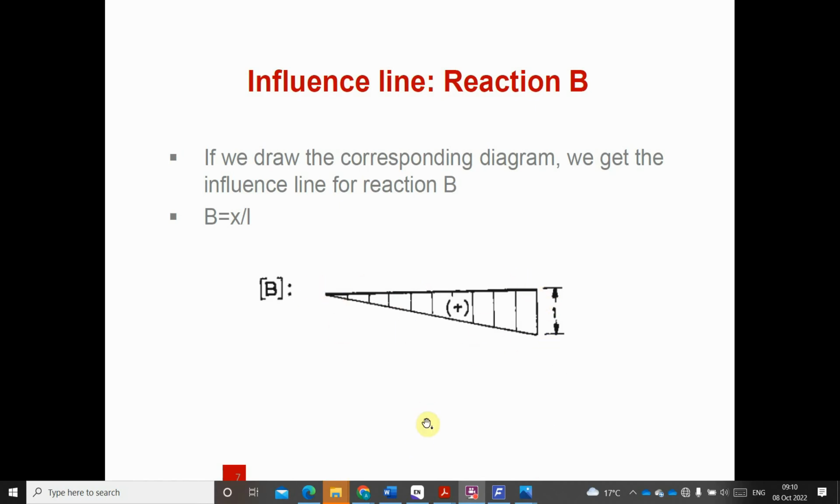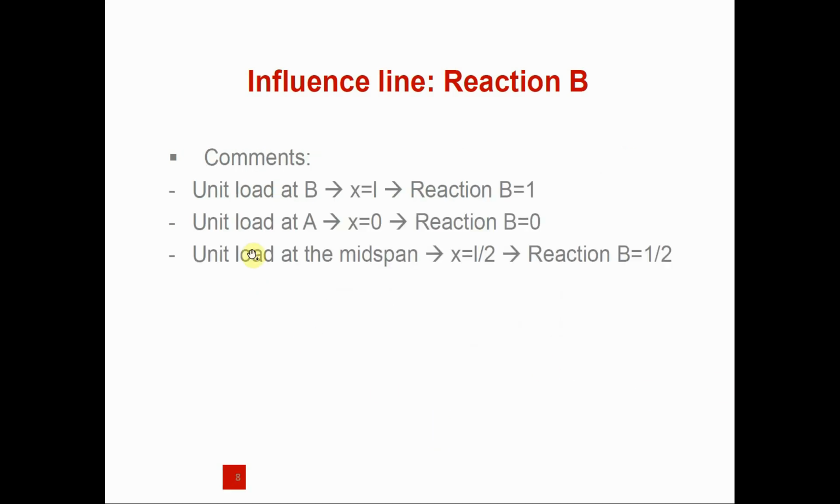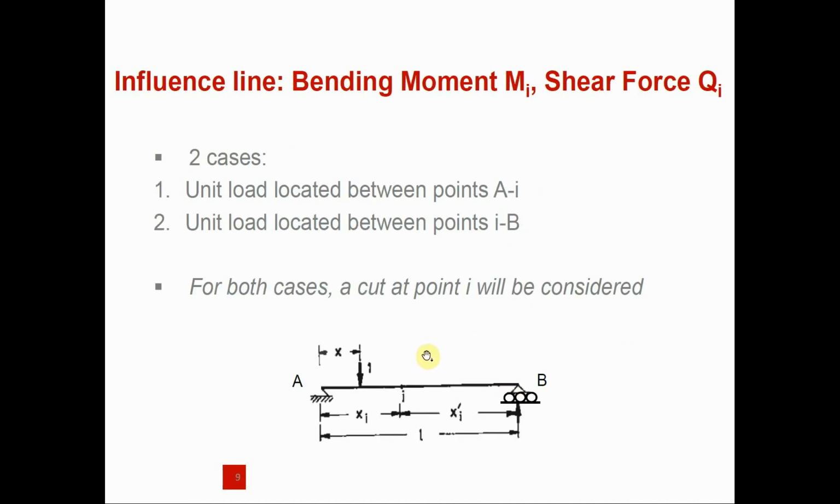Now let's proceed. Likewise, if we put S at midspan, when S equals L over 2, we are still going to get reaction at B equal to half. So let's proceed to draw the bending moment and the shear force for these particular cases at point I, when we have a moving unit load at distance S from support A.